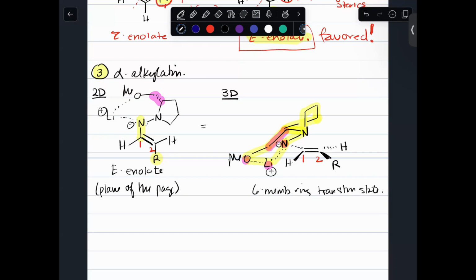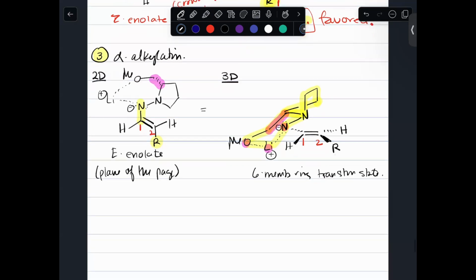Perfect. Now that we've got our six-membered transition state, now we move on to our alpha alkylation. It looks pretty overwhelming, so I'm going to try to remove the highlights so that we're only focusing on the bonds. Okay, I don't think I can remove those. So now I introduce my alkyl halide.